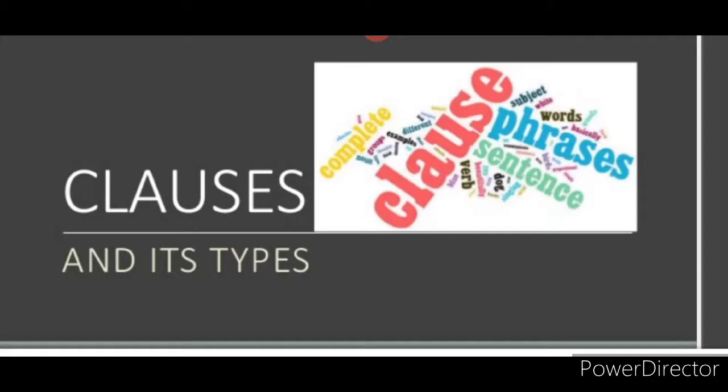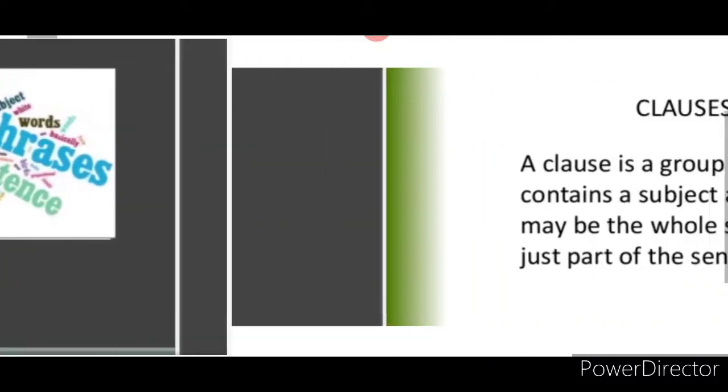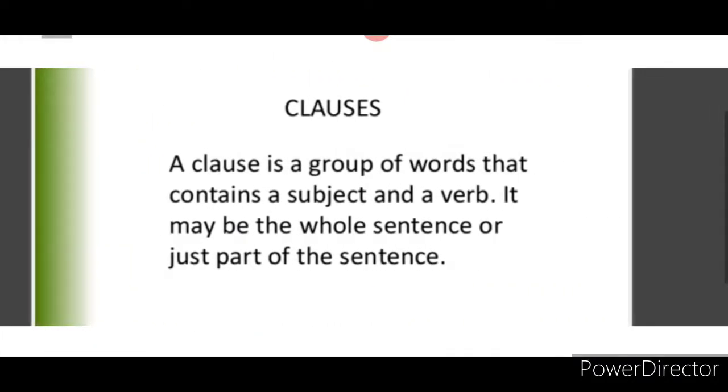Children, now we are going to see standard 9th English grammar, unit 3, clauses and phrases. Children, let us discuss in detail what are clauses and what are phrases, what are the different types of clauses and what are the different types of phrases. First, let us discuss what are clauses. Okay children, what is a clause?